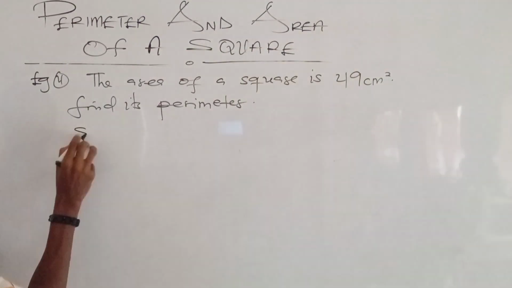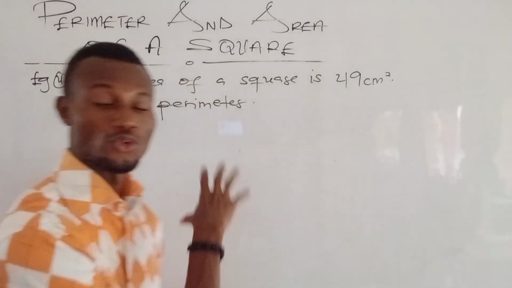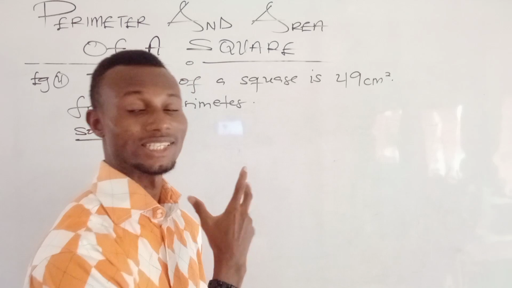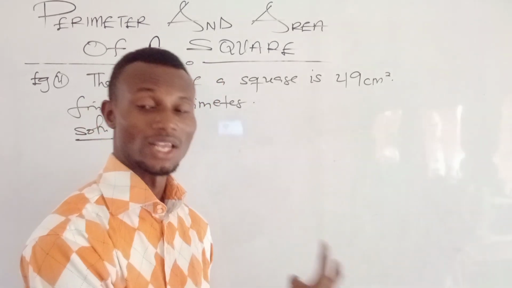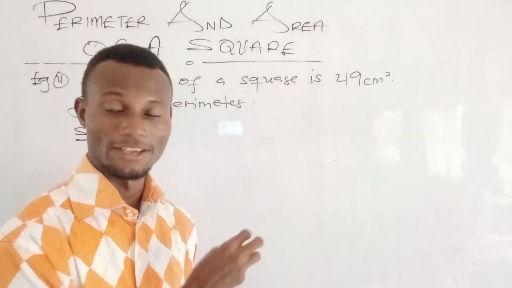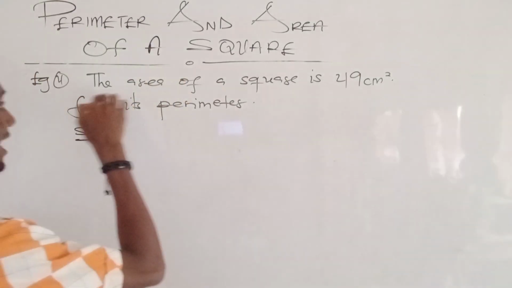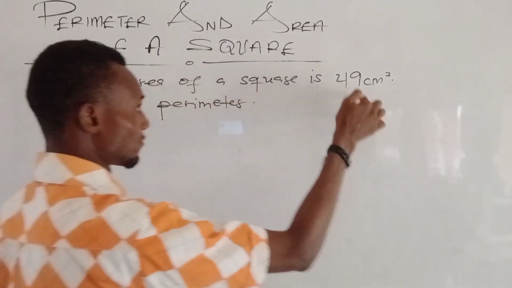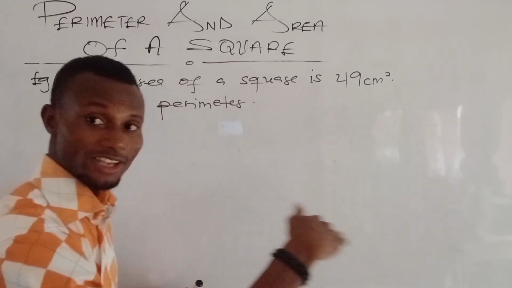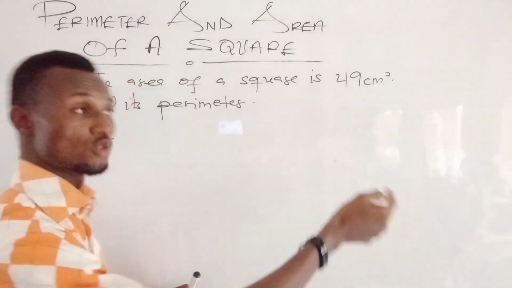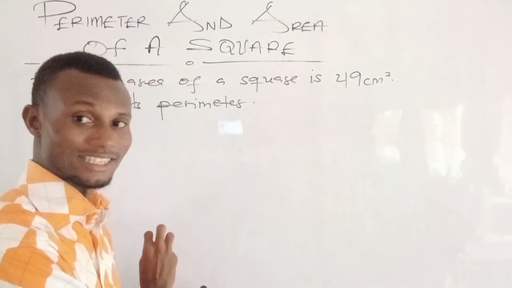So let me write my solution. As I keep on saying, first read the question, understand what the question is saying. Then the next step is to read again, then you write down all the information given in the question. So now it says the area of a square is 49 centimeters square. So we are talking about a square here whose area is given to be 49 centimeters square. So let's write that information down.